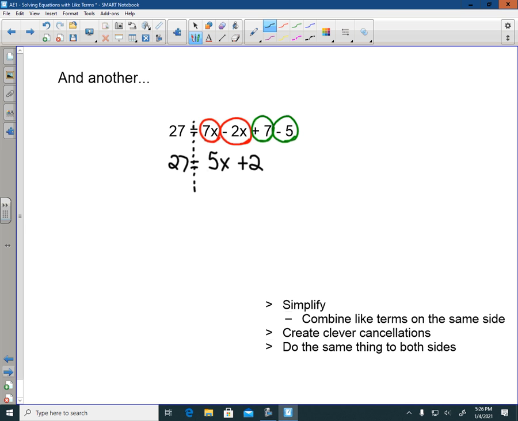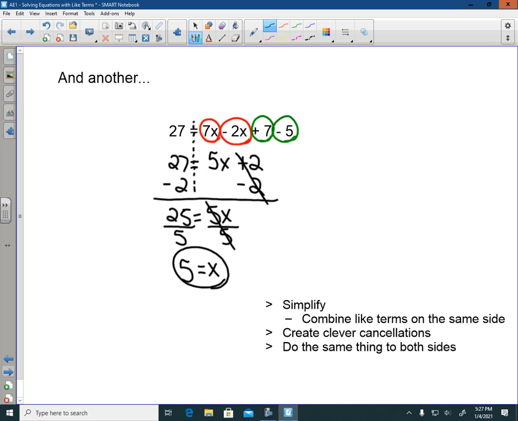So we're going to start on the side that has the variable, but get rid of the term that doesn't. That means we'll subtract 2 on both sides. That's a clever cancellation here. And we have 27 minus 2, which is 25 on this side, and then the 5x is left over here. Then we want to get rid of the 5 in front of the x, so we will divide by 5, making sure we do the same thing to both sides. There's your cancellation. 25 divided by 5 is 5, and that equals x. And that is done.